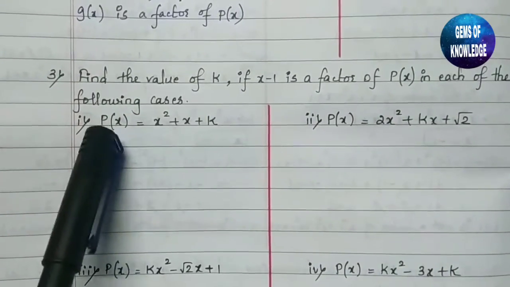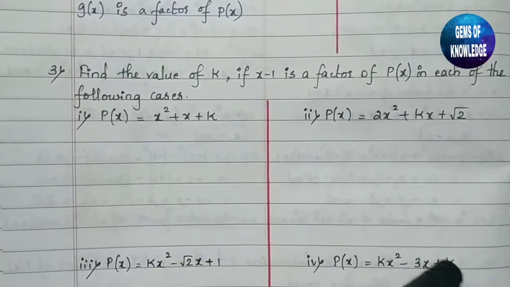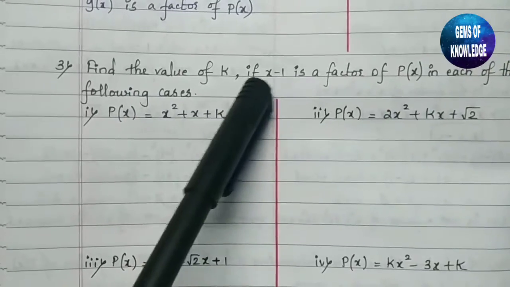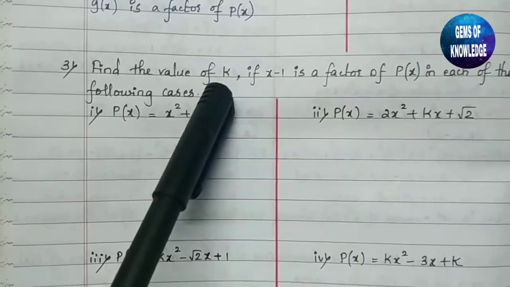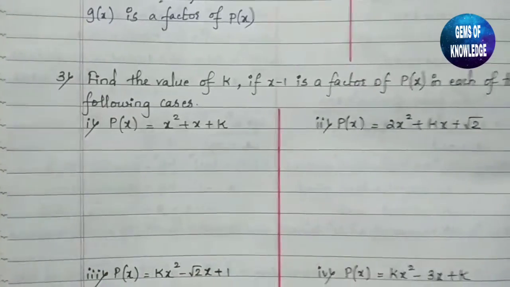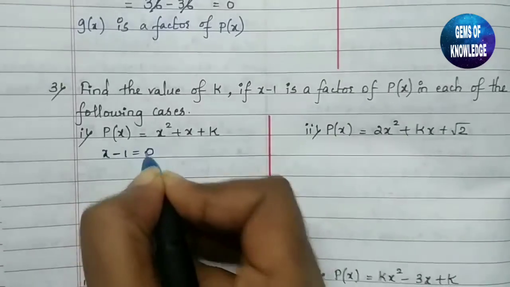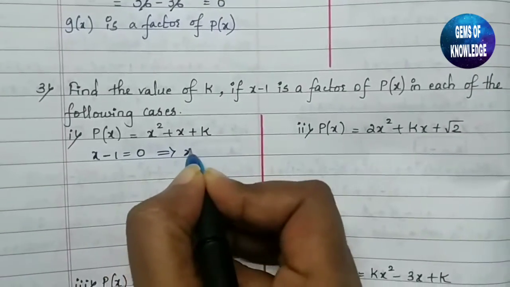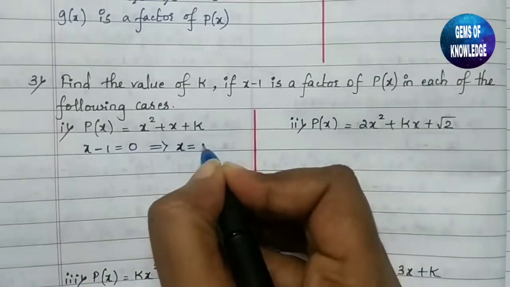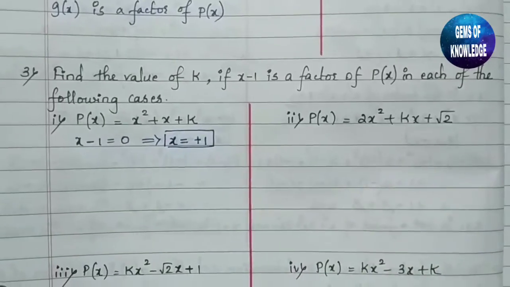Okay, so you can see in the question k is mentioned everywhere, and we have to find the value of k if x minus 1 is a factor of this p of x. So directly we will write x minus 1 is equal to 0. It means we are going to get the value of x; when you bring this minus 1 to this side, we are getting plus 1. So x value will always be plus 1.